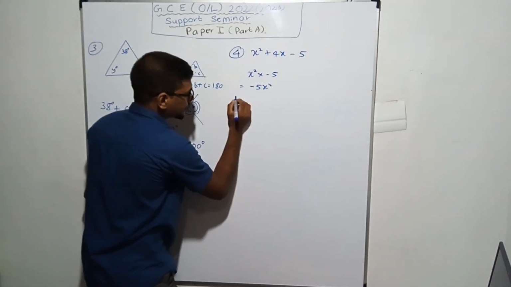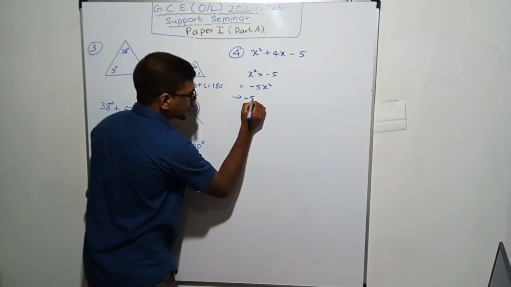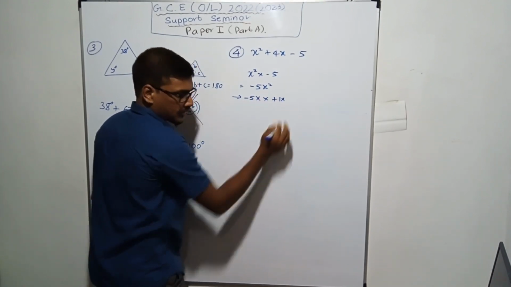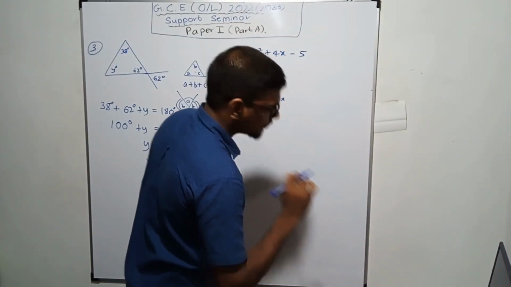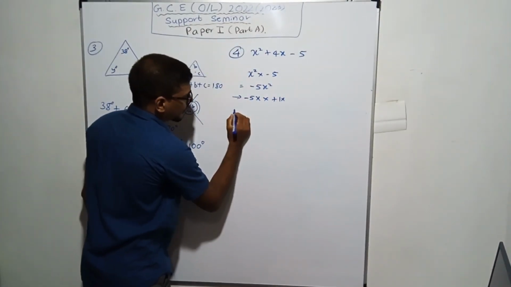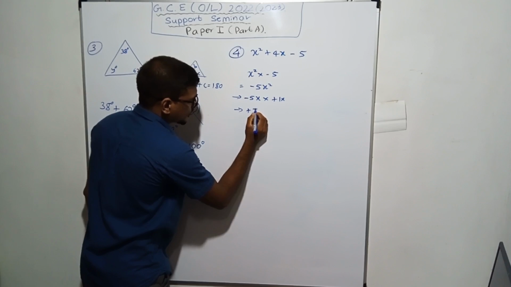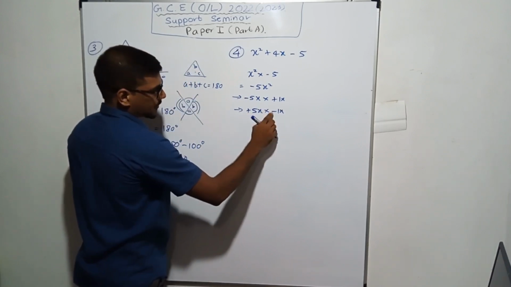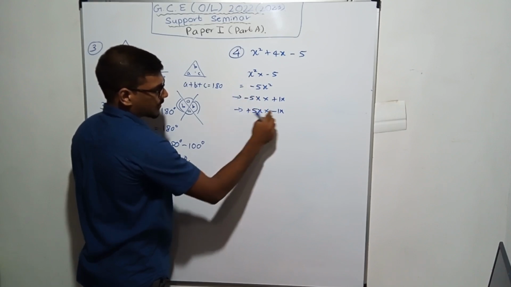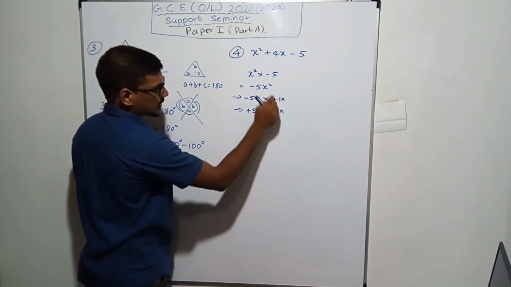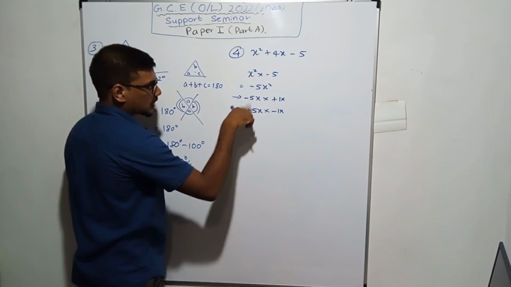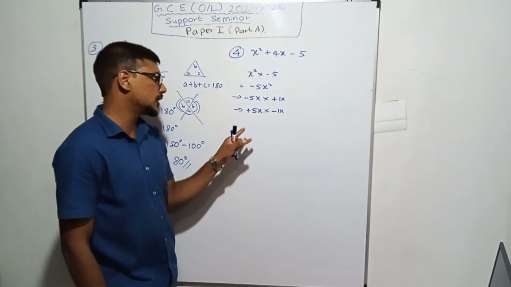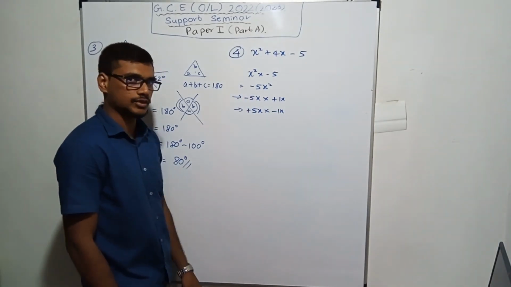One way is minus 5x times plus 1x. The other one is plus 5x times minus 1x. So plus times minus, 5 times 1 is 5, x times x is x squared. From these two terms you can make minus 5x squared, and those are the only possible ways that you can make minus 5x squared.